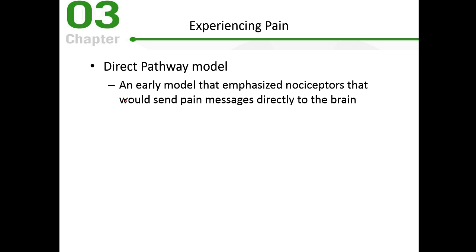Let's take a look at experiencing pain. There was an early model called the direct pathway model. And this early model emphasized something called nociceptors that would send pain messages directly to the brain. And this was a bottom-up processing model. It suggested that if I take a hammer and I whack you on the toe with it, you're going to experience pain. And in fact, if I whack everybody's toe with a hammer, the experience of pain is going to be exactly alike. Well, we know that that's not true, right?